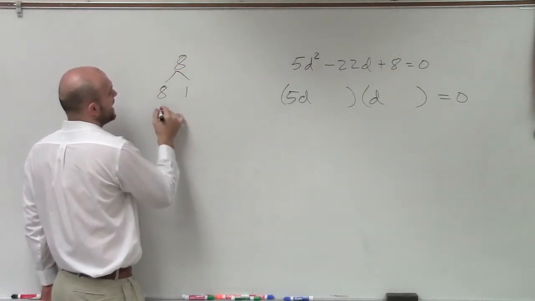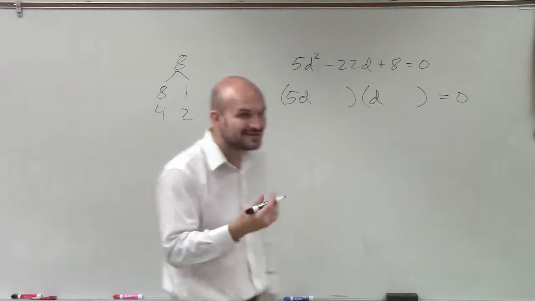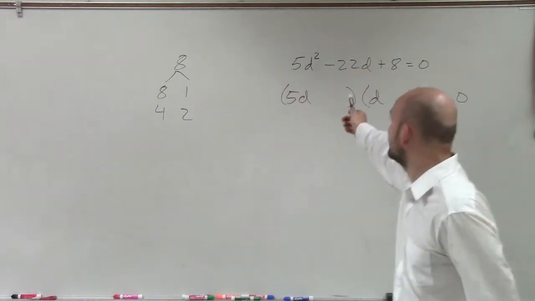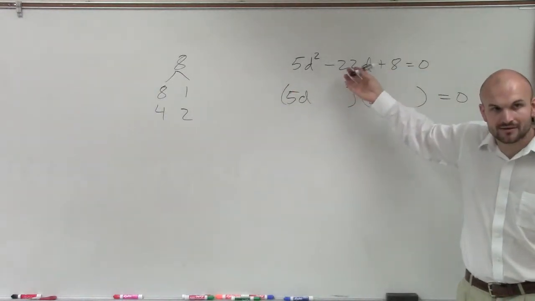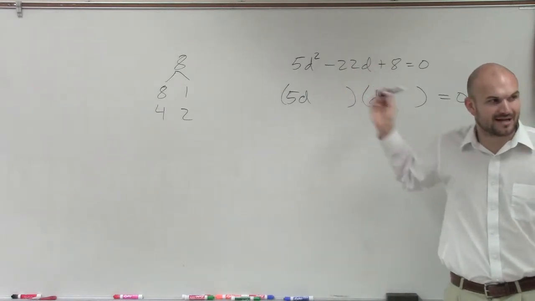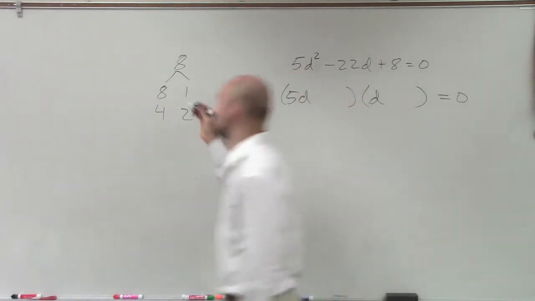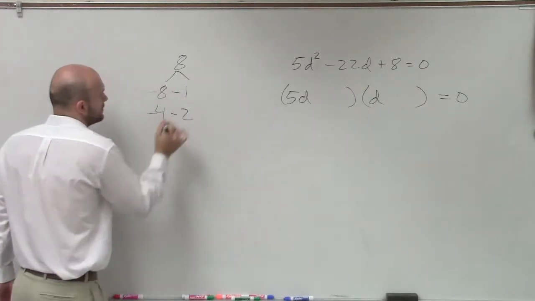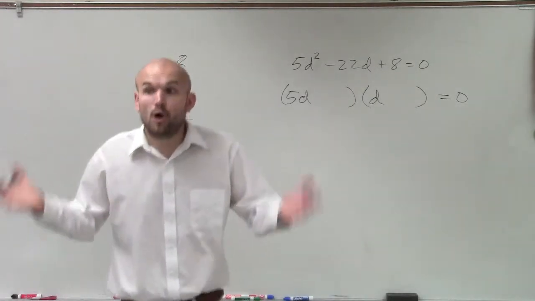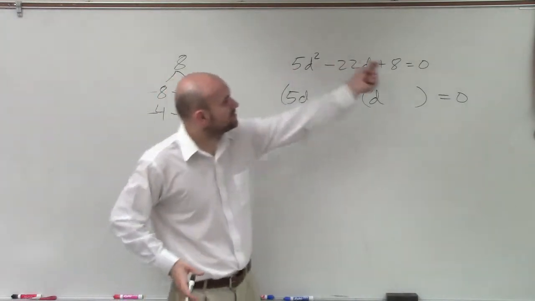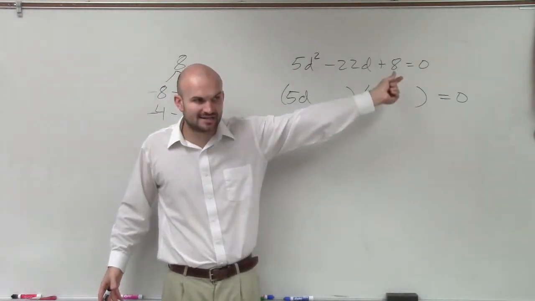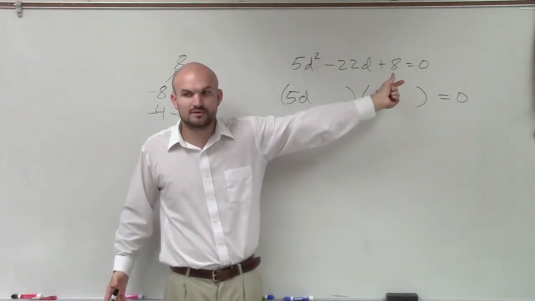Now 8 ends up happening again to be the same thing. 8 and 1 and 4 and 2. But now let's look at this. Look at my middle term. My middle term is what? Negative. So if I'm multiplying positive numbers, are they ever going to add to give me a negative number? No. So therefore my factors have to be negative. And they both have to be negative because when I multiply them, they have to give me a positive 8. Right?